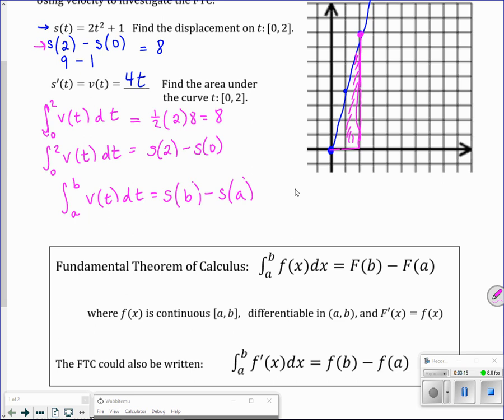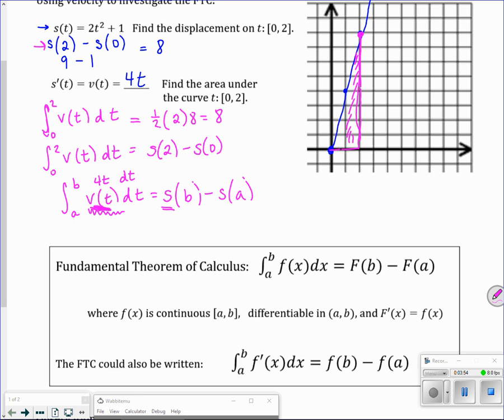So I want you to see it in this way. If I want to evaluate a definite integral of this function, v of t dt, of course I could have put 4t there, that would be the velocity. But this is the antiderivative, or the integral. I'm going to take the integral of this function, evaluate it at the top bound minus evaluate it at the bottom bound, and that's going to be my answer.